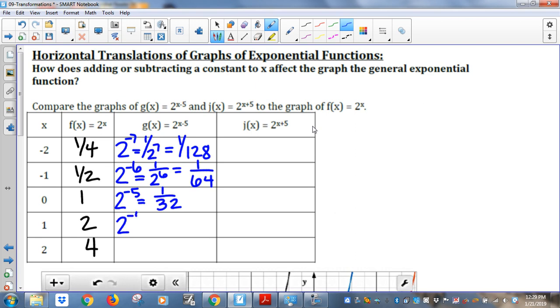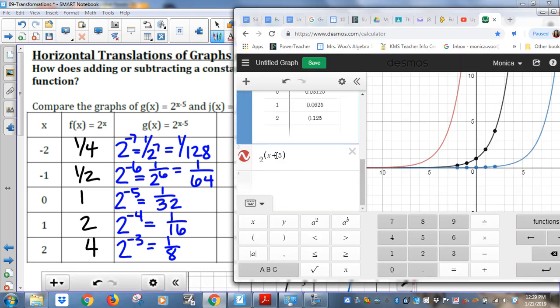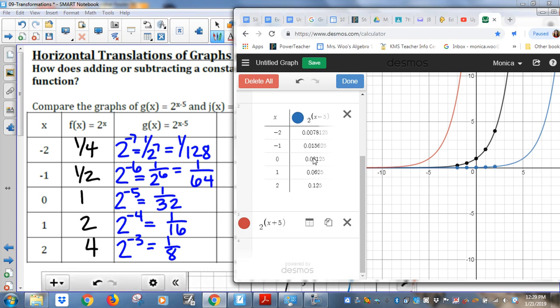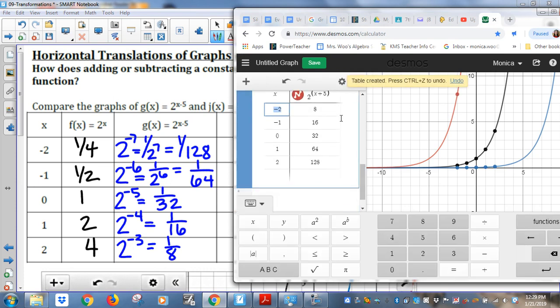So 2 to the -4th is now 1 over 16. And then 2 to the -3rd is 1 over 8. And then we'll go ahead and do 2 to the power of x plus 5. Now if we look at this on Desmos, we are not getting decimal answers. So we can go ahead and copy this straight into our notes.